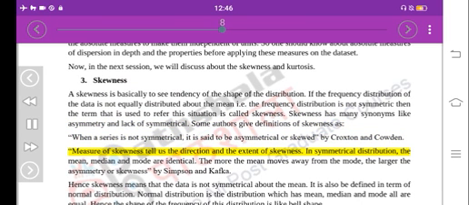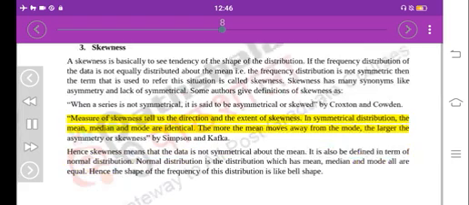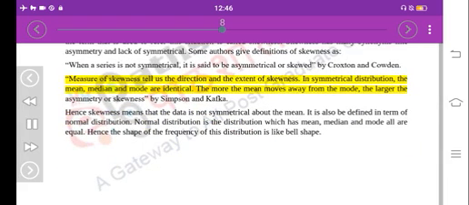Measures of skewness tell us the direction and the extent of skewness. In a symmetrical distribution, the mean, median and mode are identical. The more the mean moves away from the mode, the larger the asymmetry or skewness, by Simpson and Kafka. Hence skewness means that the data is not symmetrical about the mean. It can also be defined in terms of the normal distribution. A normal distribution has mean, median and mode all equal. Hence the shape of the frequency curve of this distribution is bell shaped.